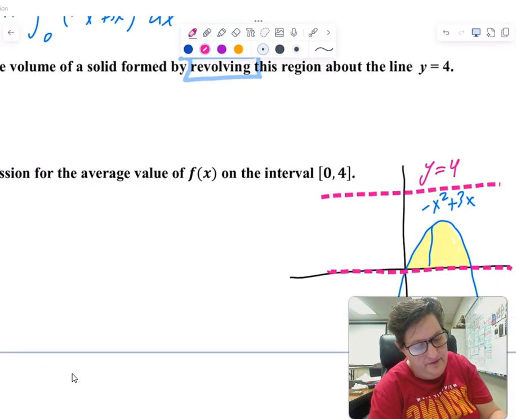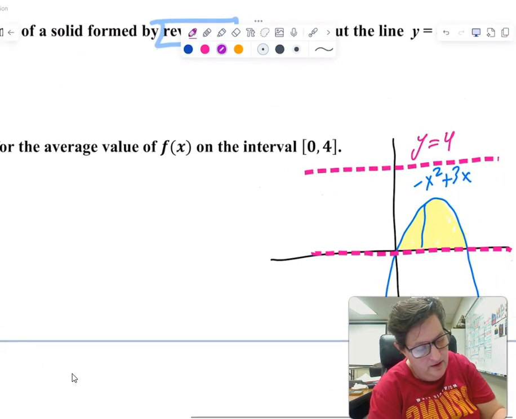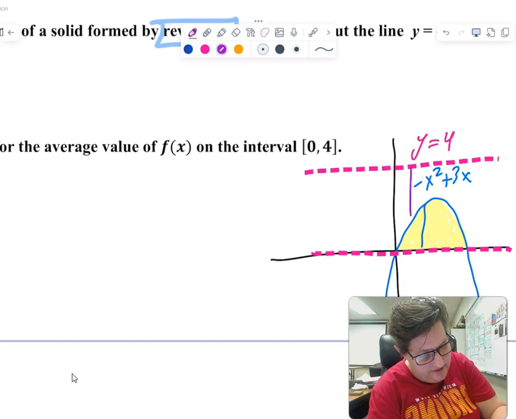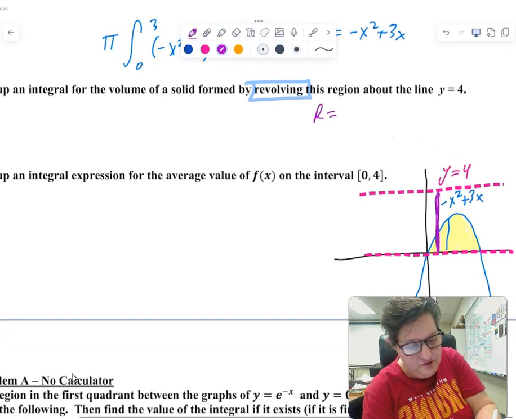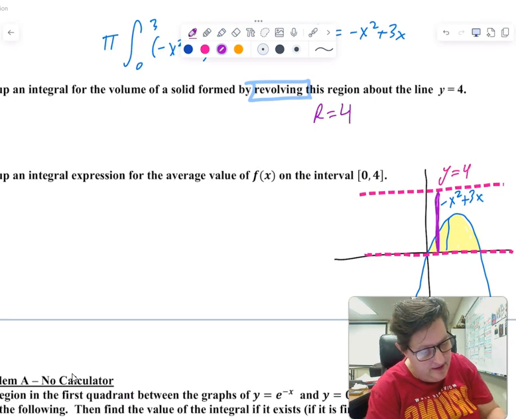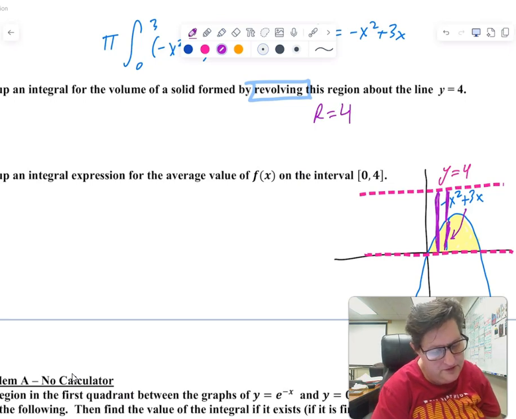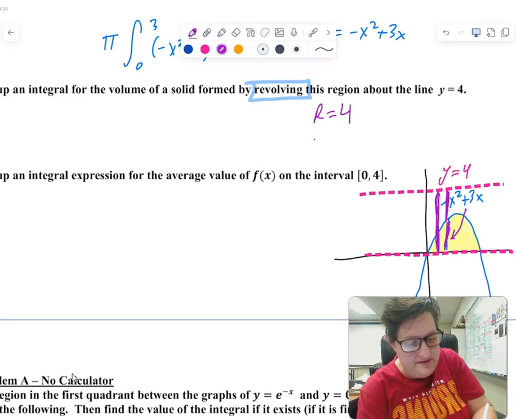All right, and I'm revolving it around, like up above that. Okay, the outer radius goes there to there. It hits the edge of that boundary line. That's the outer radius. The outer radius is just 4. Now, the inner radius goes here to here. But the bottom part is negative x squared plus 3x, and so it's 4 minus that.